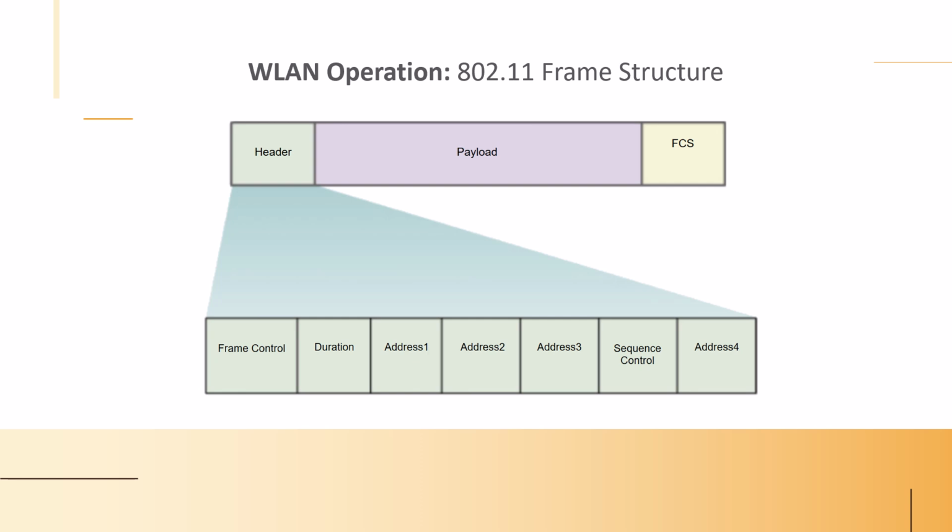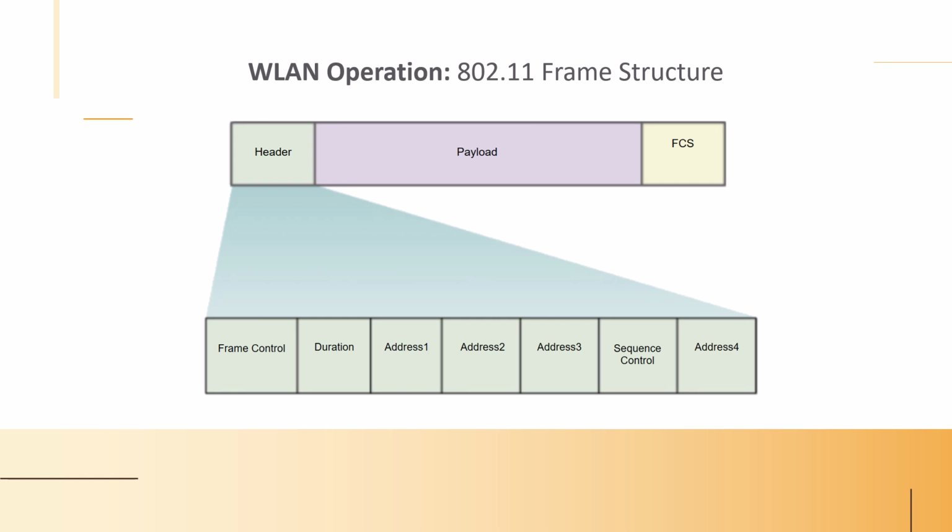All 802.11 wireless frames contain the following fields. We have the frame control, which identifies the type of wireless frame and contains subfields for protocol version, frame type, address type, power management, and security. Then the duration, which is typically used to indicate the remaining duration needed to receive the next frame transmission.